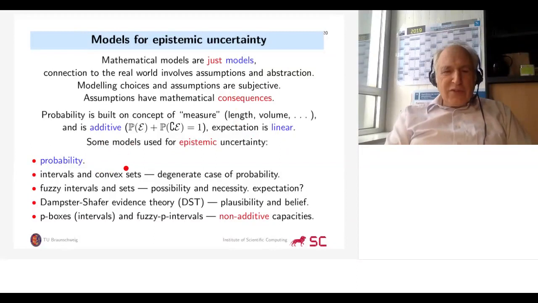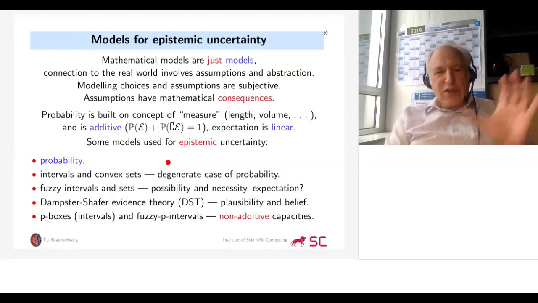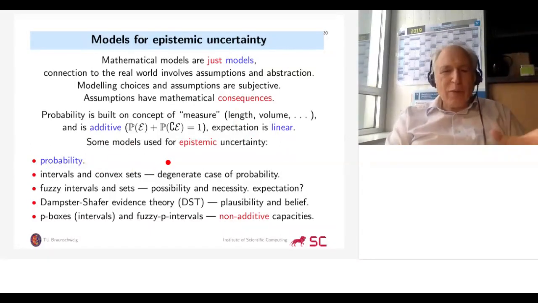For instance, intervals and convex sets. So you just say some property is in this interval and nothing else. This is really a degenerate case of probability: with probability 1 it is in this interval, and with probability 0 it's outside. So it's a very degenerate case, and you can't do much with it. It's very difficult to do updating and things like that. This is one of our requirements.